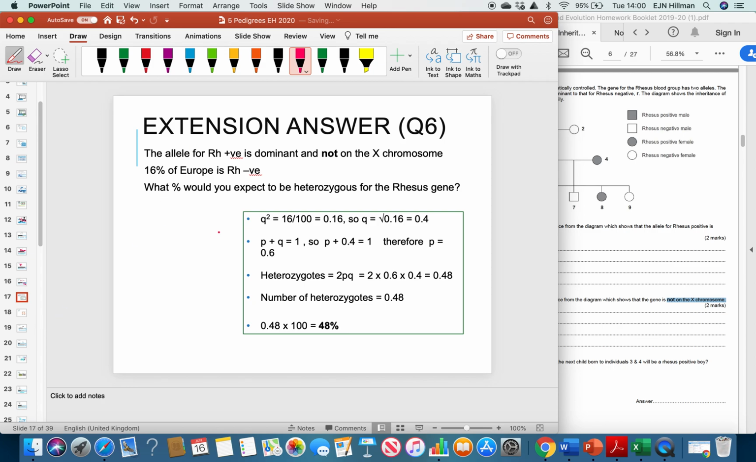Okey-doke. Sorry, this is the one that I'm not going to do. When we come on to Hardy-Weinberg, this is an example of a Hardy-Weinberg calculation using the Hardy-Weinberg equation. I'll go through that another time.